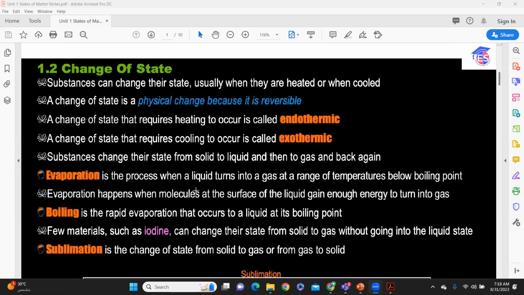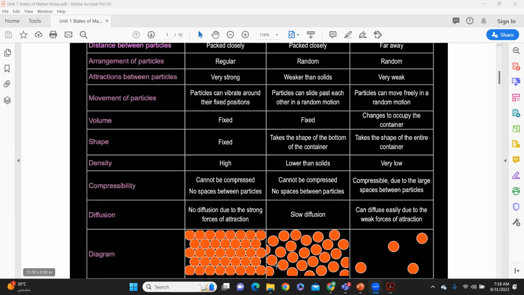The last thing here is about the diagrams. So you can see this one. It's quite easy to understand. Now after that, we go back to our screen.